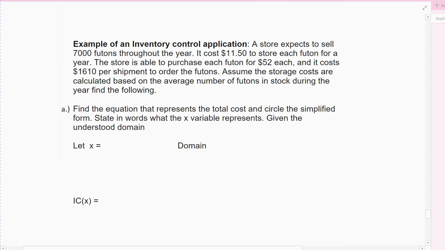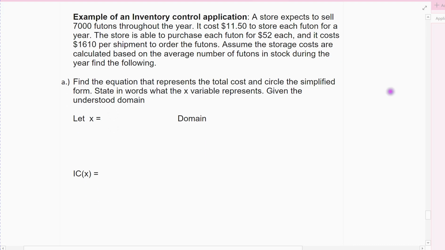Second inventory cost application. Again, we have a store's inventory. They expect to sell 7,000 futons throughout the year. It costs $11.50 to store them for a year, so that's the storage fee. To purchase them, it costs $52. So each futon, to buy it from the manufacturer and put it in your store, costs them $52.